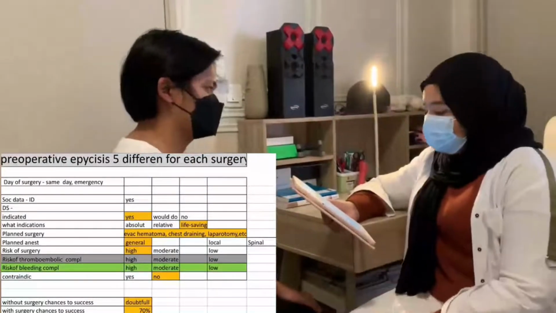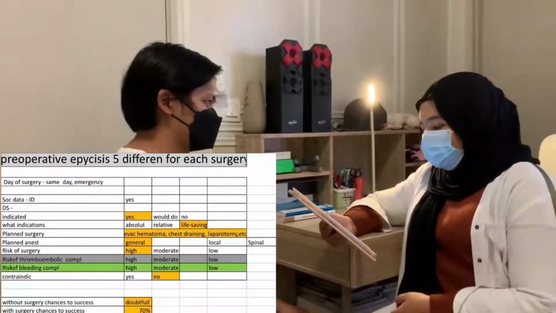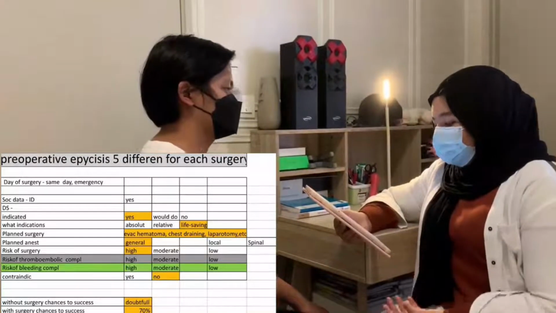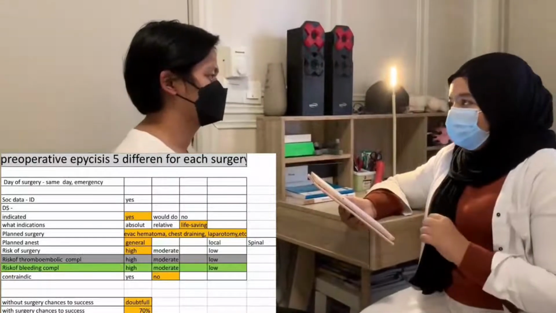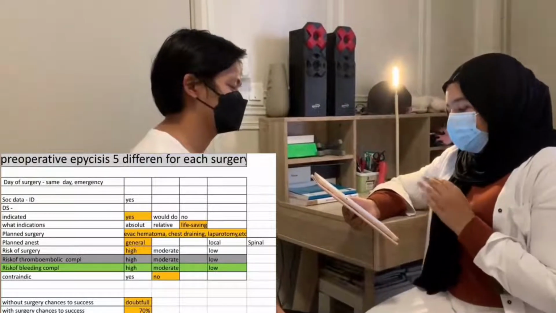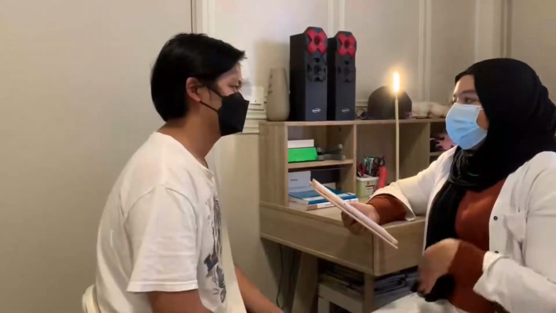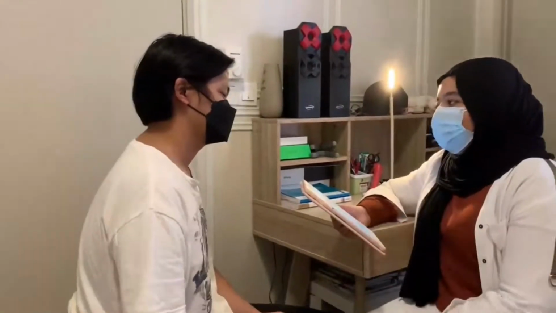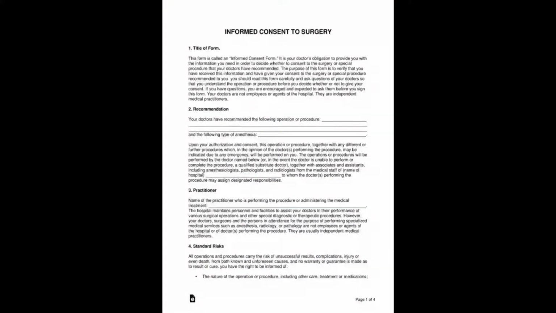So the patient will be put under general anesthesia, and the risk of surgery is quite high, and the risk for thromboembolic complication and also bleeding complication is high too. Without this surgery, the chance of success is doubtful, but with surgery, the chance of success is 70%. So sir, do you agree for the patient to go through all these surgeries? Yes, I want the surgery. After that, the relative of the patient is given the consent form to fill in and sign.